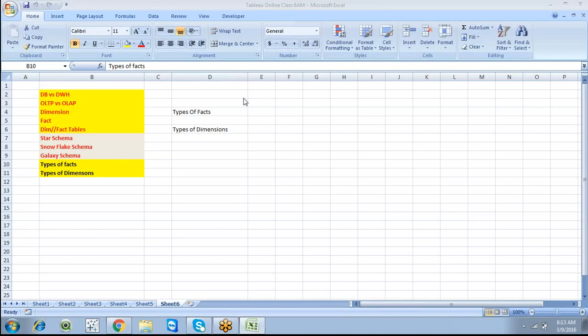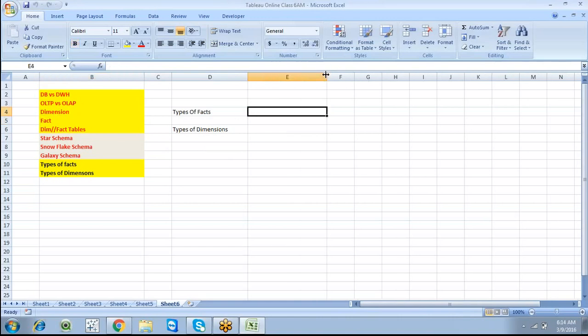Going to discuss types of facts and types of dimensions. So what are the different types of facts we have and what are the different types of dimensions? Types of facts: normally we have a fact. A fact is a numerical value which can be aggregated and which impacts the business. And what are the different types of facts?